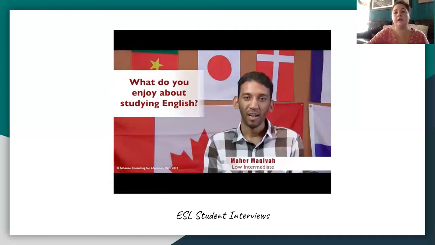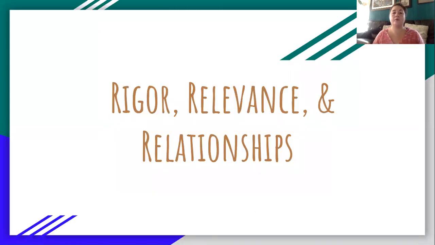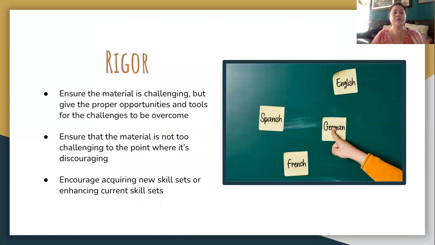So now we'll get into rigor, relevance, and relationships when it comes to these ESL students and why this is the key to reaching them. So of course, we'll start with rigor. Ensuring that the material is challenging, but gives them the proper opportunities and tools for the challenges to be overcome.